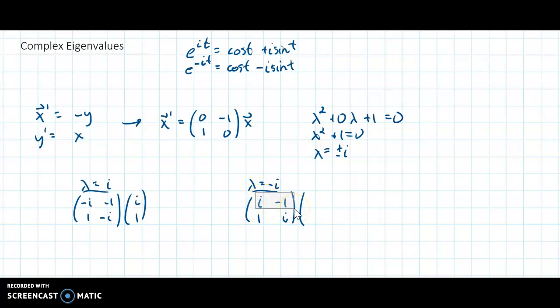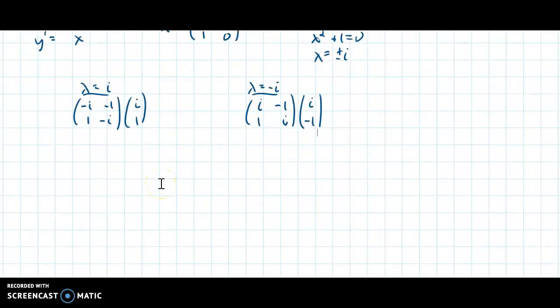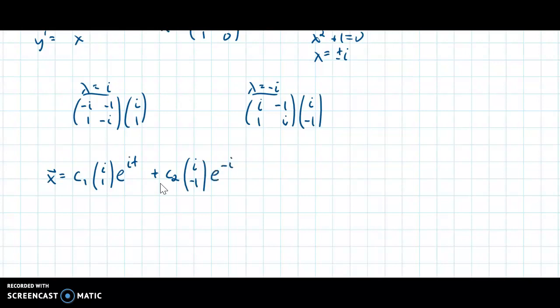I would take that one if I could, but it's going to mess up the math that I'm trying to demonstrate to you. So typically, I think you would say, "Oh yeah, let me take 1, i," just like I kind of explained over here. But instead, I'm going to take this row. So that is going to look like i, negative 1. So let's go ahead and do this the way we would do it if we had real eigenvalues. X would be c1 times (i, 1) e to the it, plus c2 times (i, negative 1) e to the negative it.